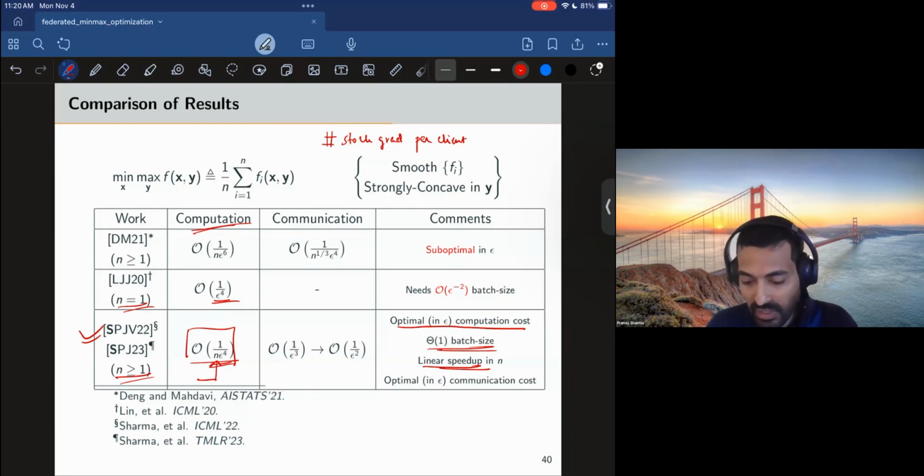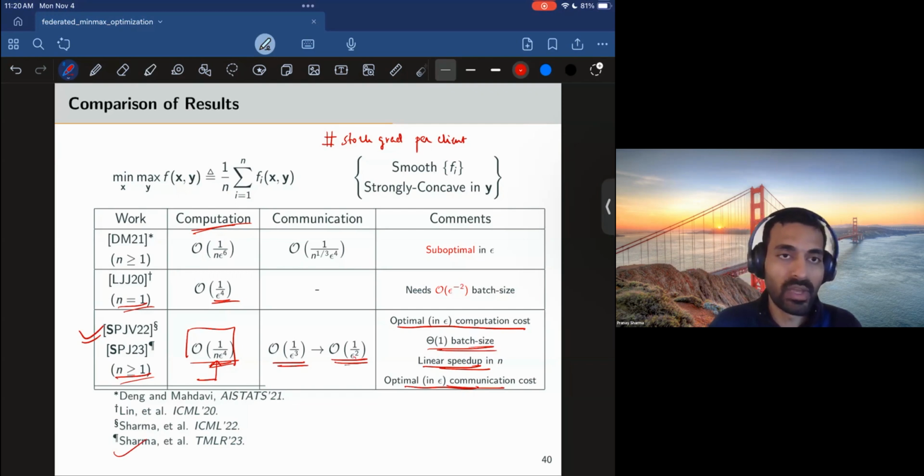We did two works in this line. In the first work, we achieved some communication cost, and in the second one, we were able to improve this communication cost further. And now it turns out even the communication cost is optimal. So you cannot do better than 1 over epsilon square.